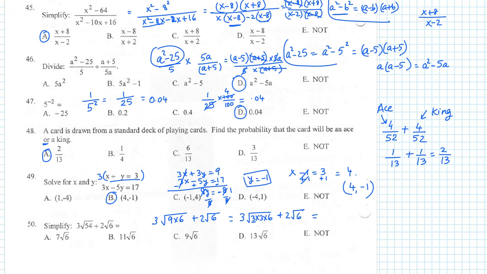So we can take one of the 3's out, and we get 3 times 3 square root 6 plus 2 square root 6. So that's equal to 9 square root 6 plus 2 square root 6. So now we can simply add them. So this will be equal to 11 square root 6. So B is the correct answer.